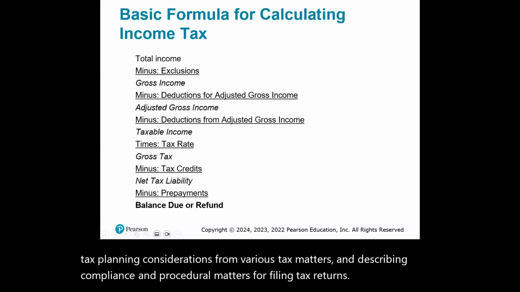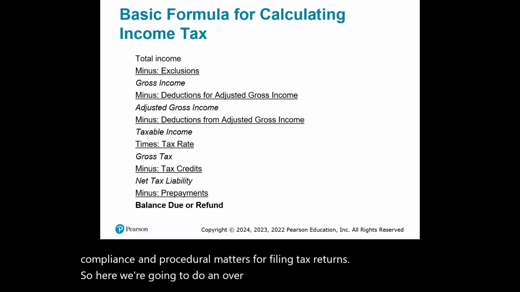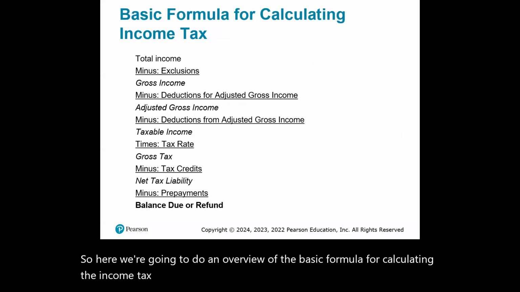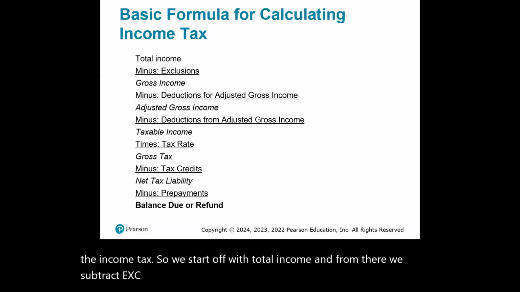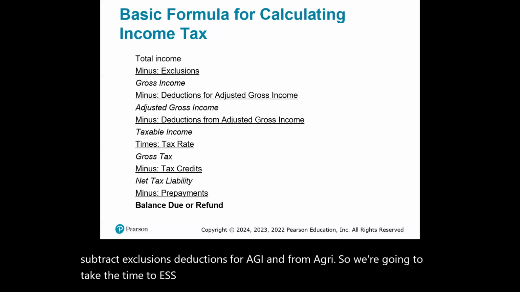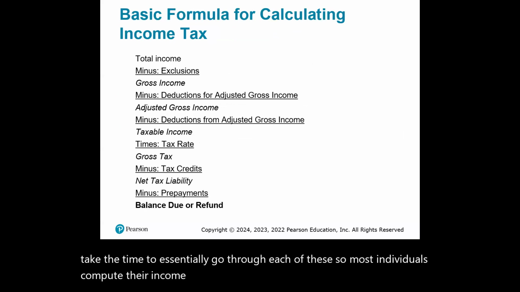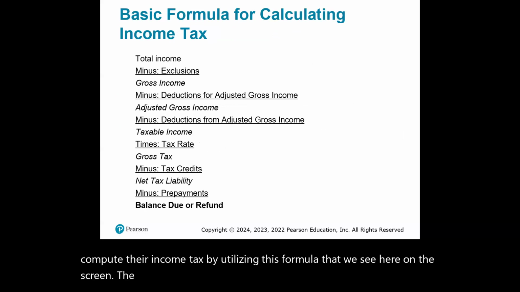Here, we're going to do an overview of the basic formula for calculating the income tax. We start off with total income, and from there we subtract exclusions, deductions for AGI and from AGI. We're going to take the time to essentially go through each of these. Most individuals compute their income tax by utilizing this formula that we see here on the screen. The formula in and of itself seems relatively simple.